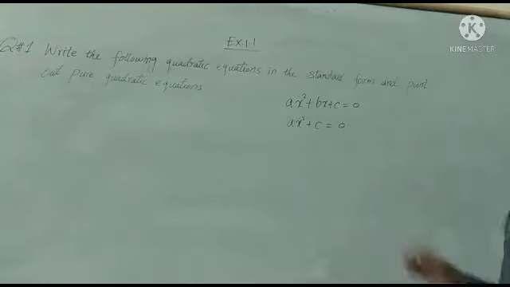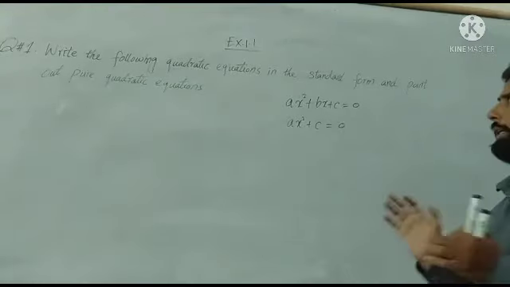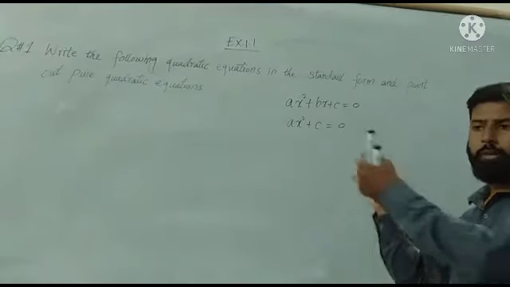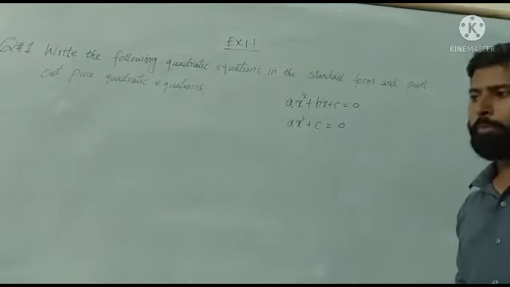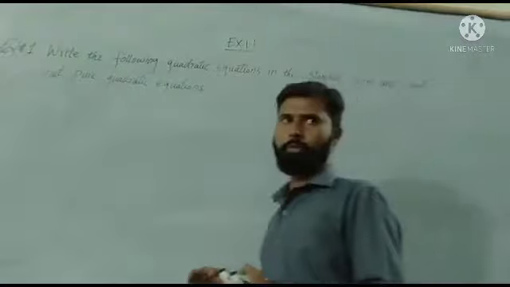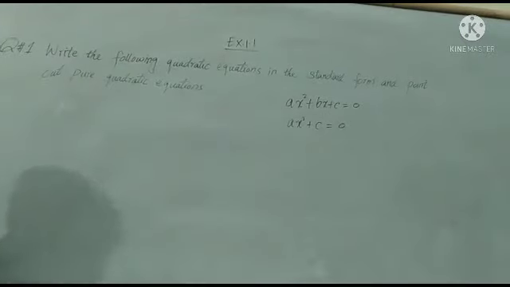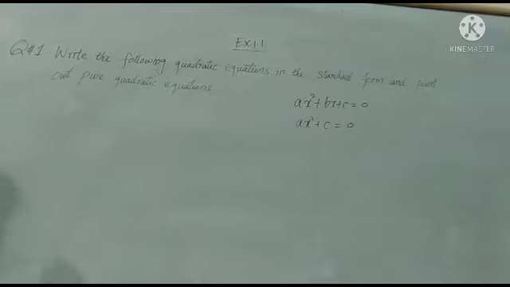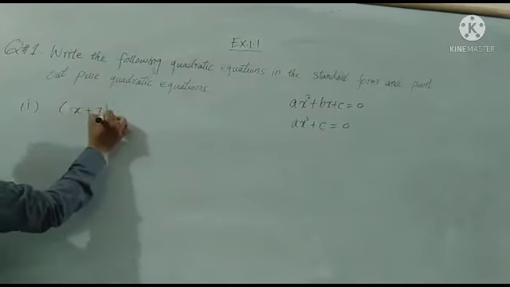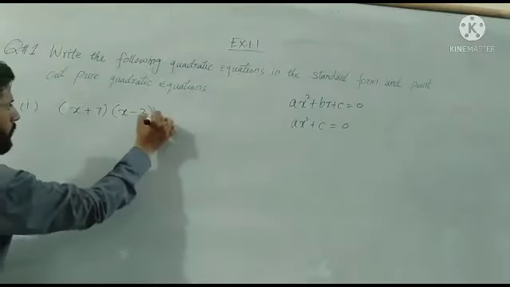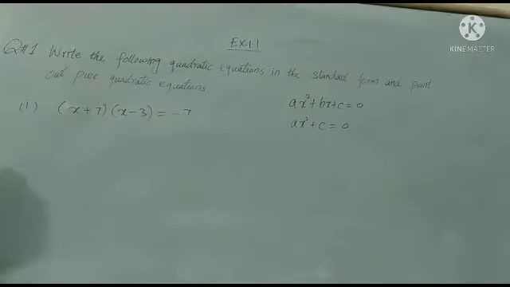Now the question which is given to us: we have to write the following quadratic equation as a standard or pure quadratic equation. So first of all we have to solve the equation, and after that we will simplify. The first part is given to you: x plus 7 into x minus 3 is equal to minus 7.